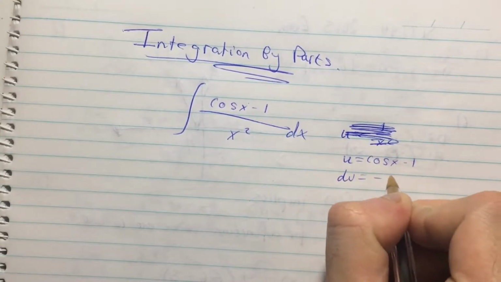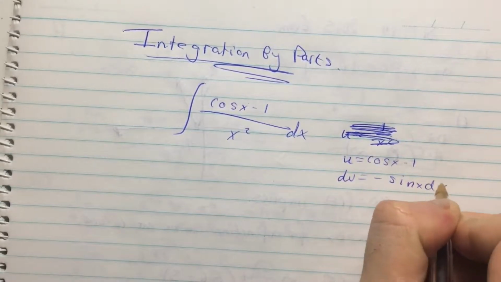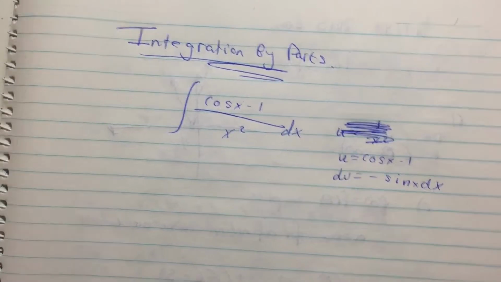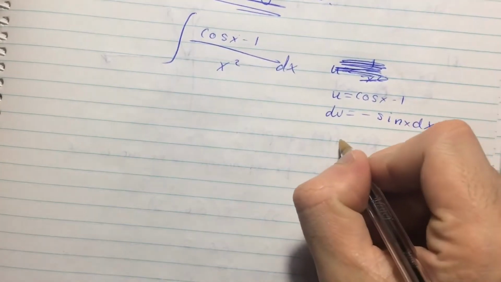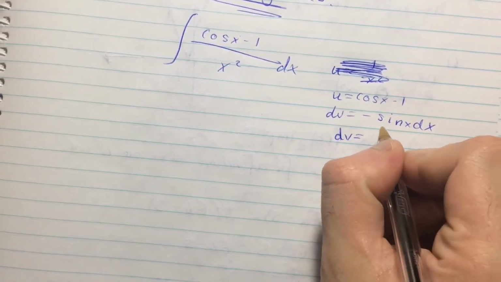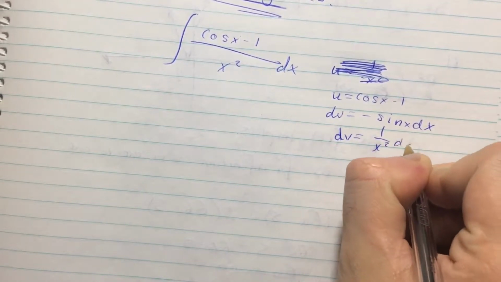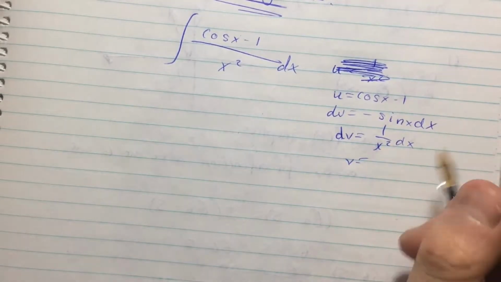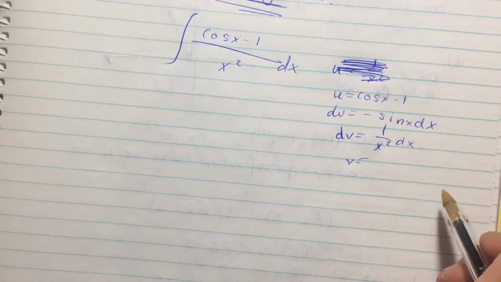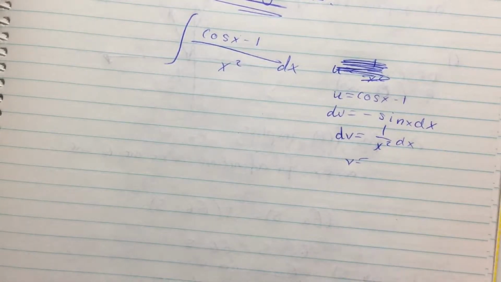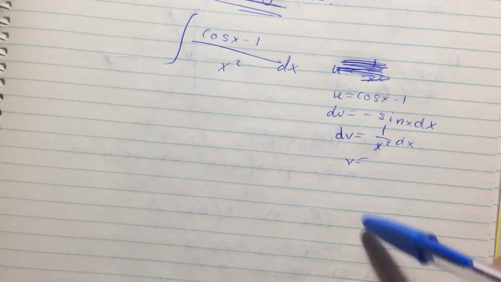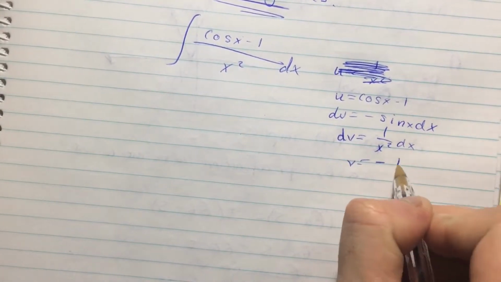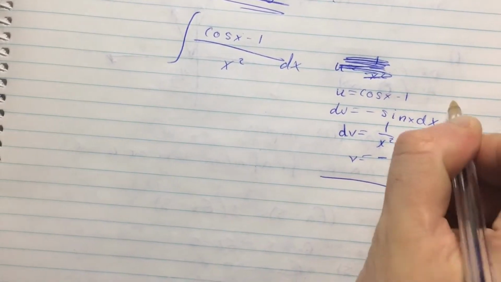du is equal to negative sine x dx, which means that dv is equal to 1 over x squared dx, which means that v is equal to, well, if I bring this exponent to the top, it's x to the minus 2, and then n plus 1 over n plus 1, that's minus 1 over x, yeah? Well, minus 1 over x. Cool.